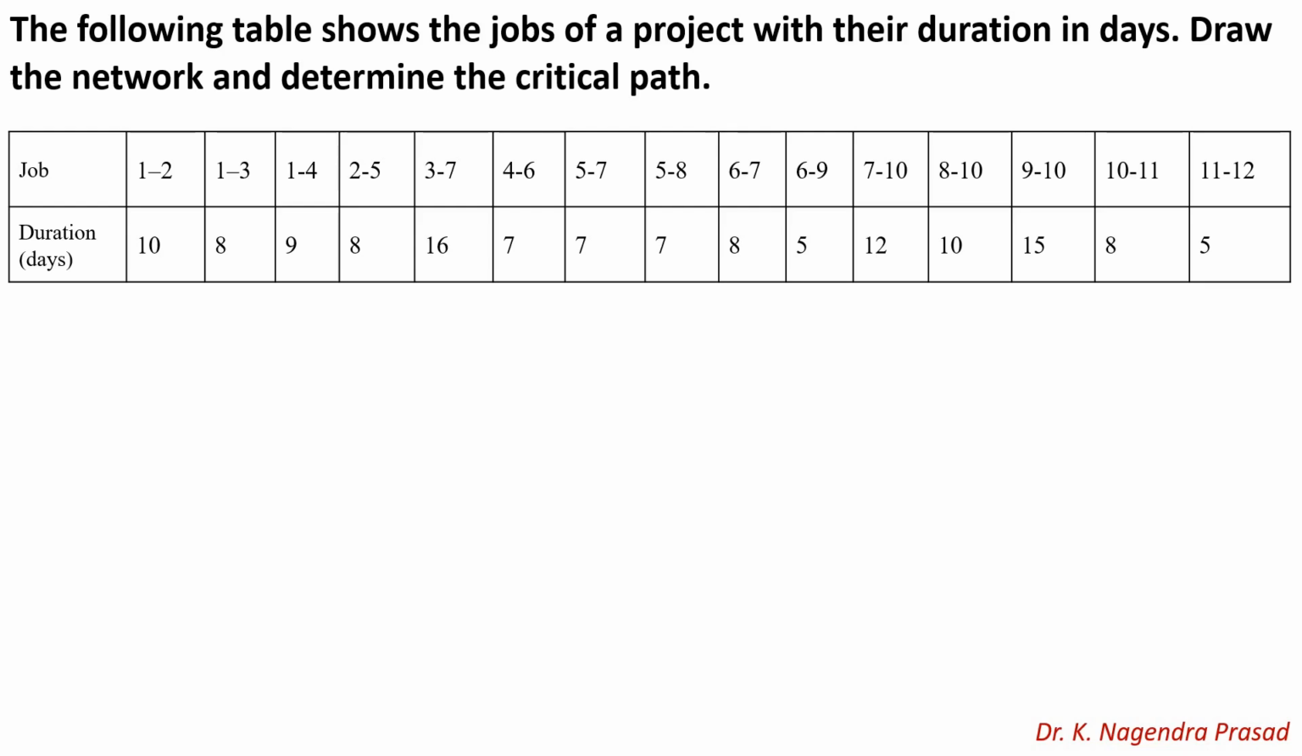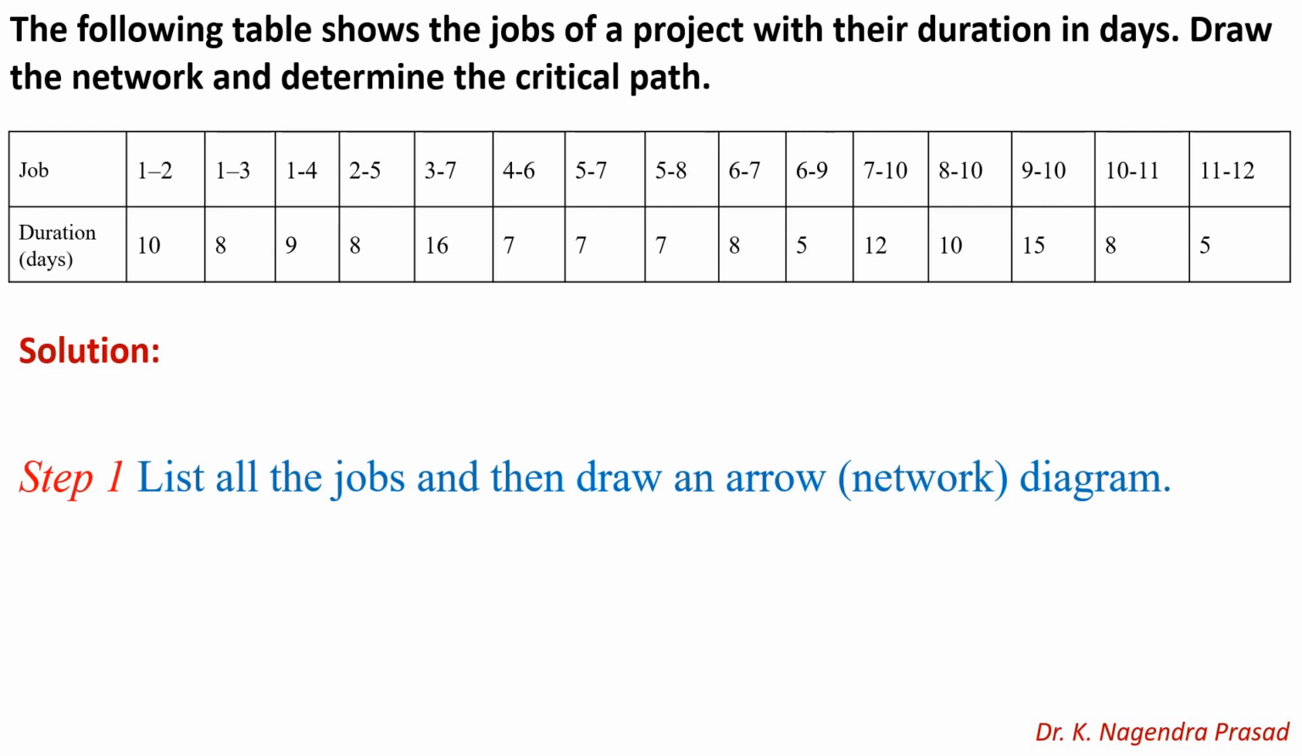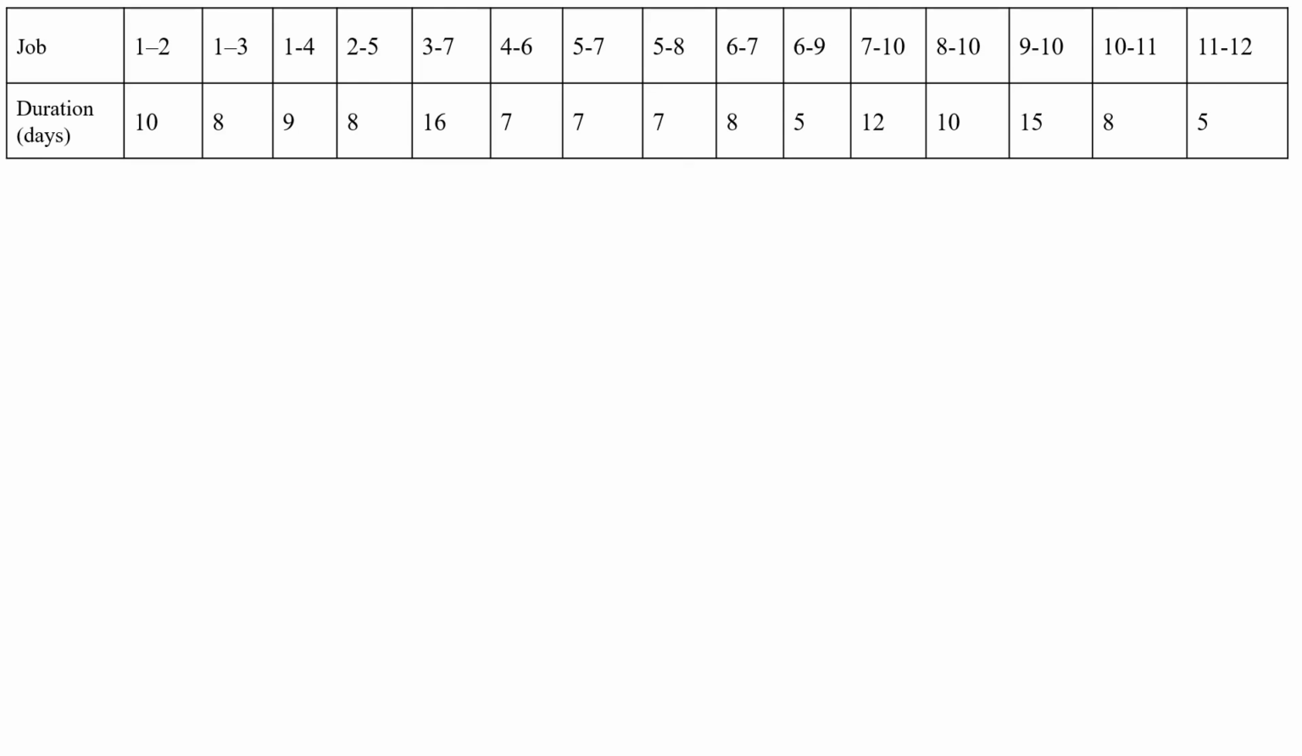Here it is given the various jobs along with their time duration. Then we have to draw the network and determine the critical path. Let's see the solution. First step is to list all the jobs and draw the network diagram. So these are the jobs or activities along with their time duration. Next we have to draw the network diagram.